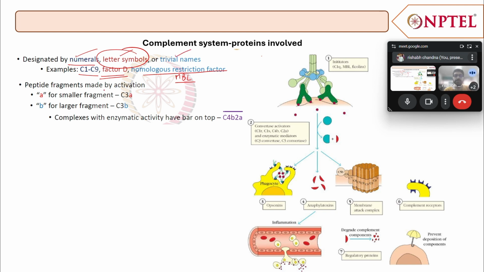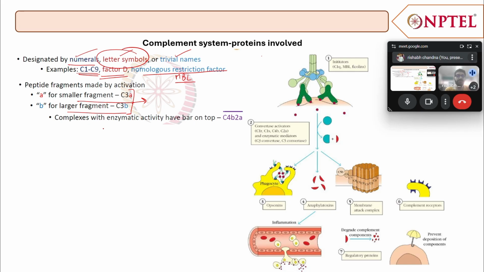The peptide fragments made by the activation. As these are inactive zymogens, whenever they are activated, they produce two kinds of peptides. One is A, the smaller fragment, and the other is B, the larger fragment. Either of them can function in a different way, so both of them have different functions, and both of them can be used in activating either of the immune components.